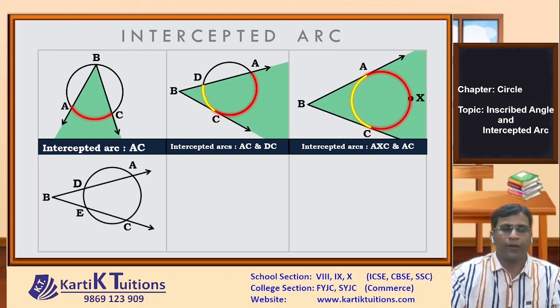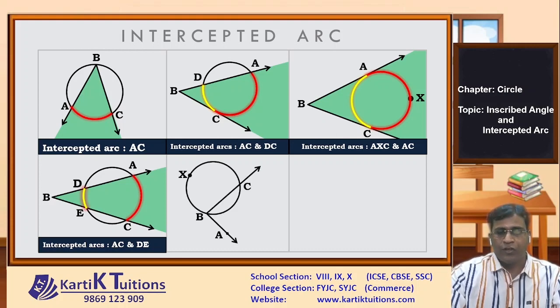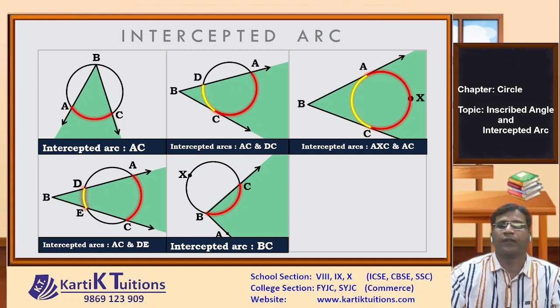Now in this figure, check the interior of the angle. Which are the arcs which are lying in the interior of the angle? One is arc AC and one is arc DC. So for this angle, arc AC and DC will become intercepted arcs. Same way in this figure, which arc lies in the interior of the angle? It is arc BC. So we'll have only one intercepted arc, that is arc BC.